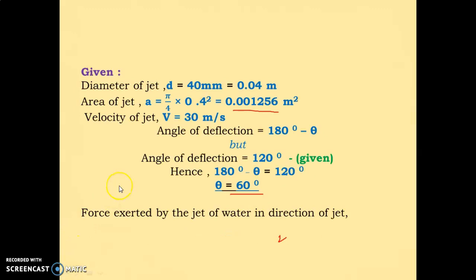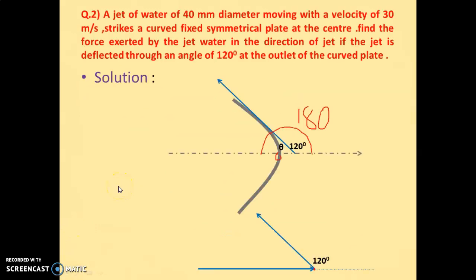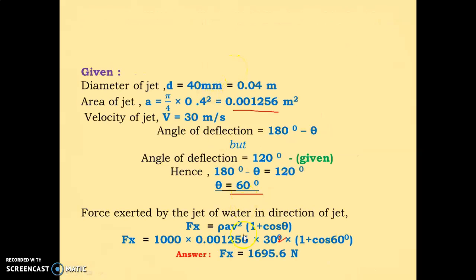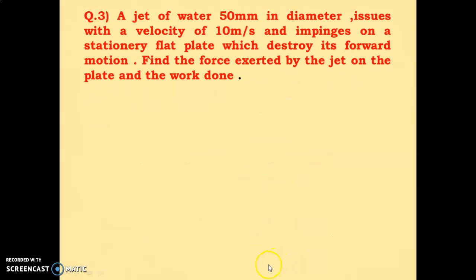So we have got our answer. Okay, find the force exerted by the jet of water in the direction of jet if the jet is deflected through angle of 120 degree, and the answer is 1695.6 Newton.